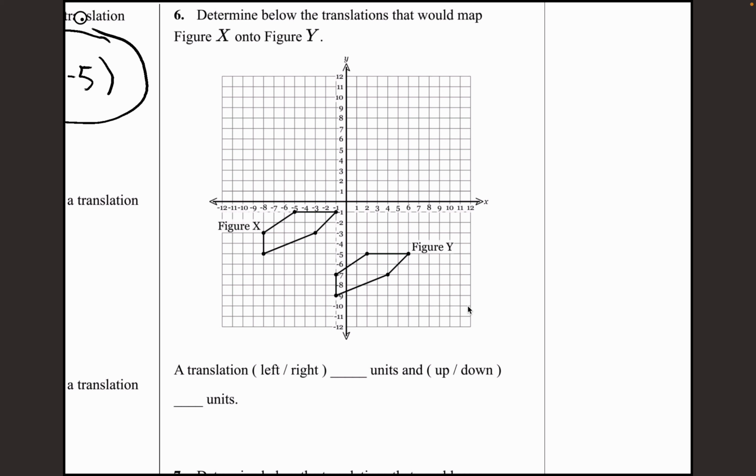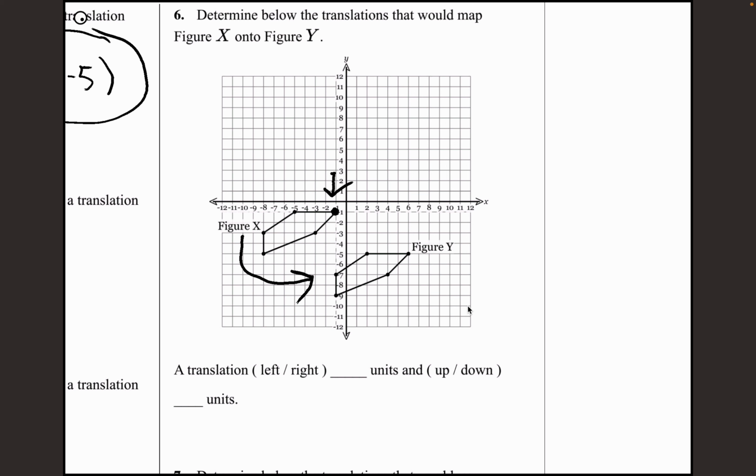The biggest thing that people mess up on this is you have to read. It says the translation that would map figure X onto Y. So we're going from X to Y, and we have to pay attention to that. The biggest thing that you have to do is find one point. So I'm going to pick this point right here at negative 1, negative 1.